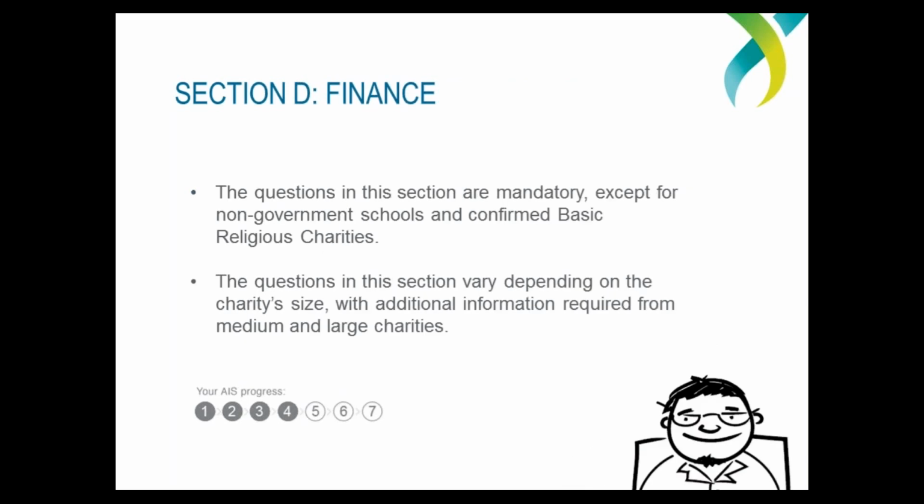Okay, so we're up to section D, which covers finances. Now this is the biggie for many organisations, and it is also the section of the form which has in the past seen charities make errors with their reporting. Many of these errors are only minor. It might be a missing figure or even just an incorrect number. But what happens is that charities who are identified as having made these mistakes have to look over their AIS again, find and correct the errors, and then resubmit it to us.